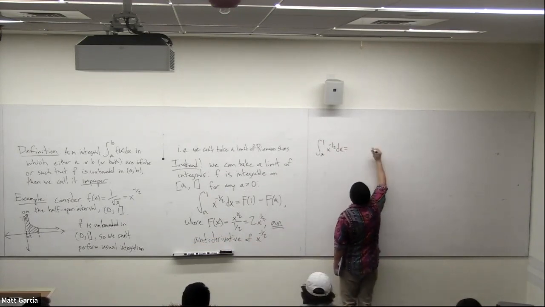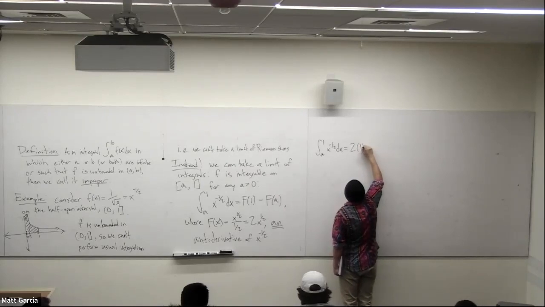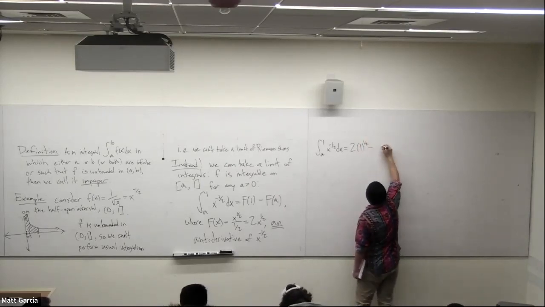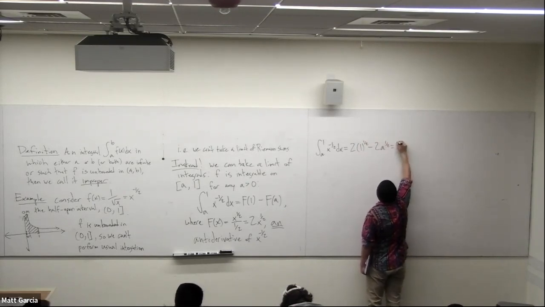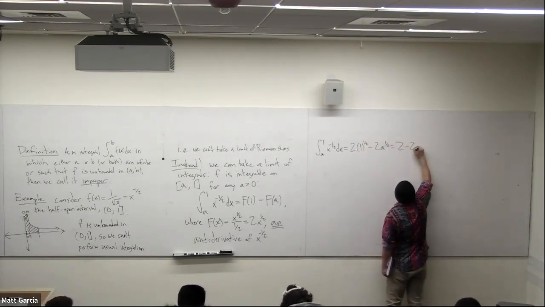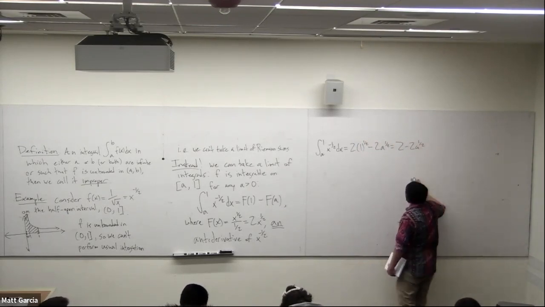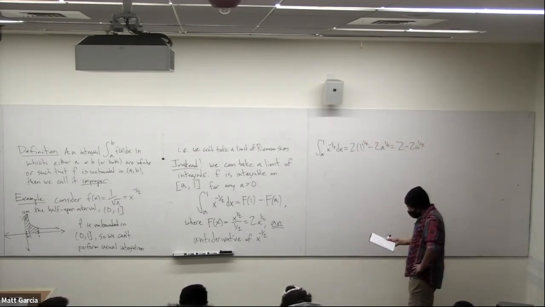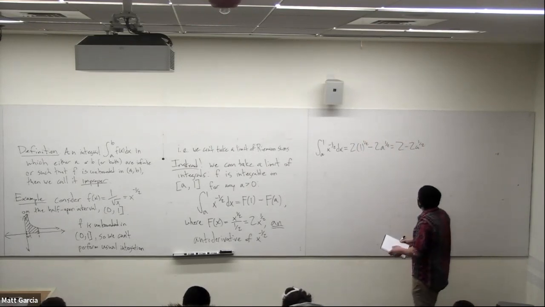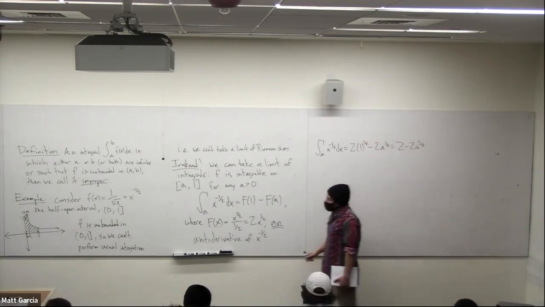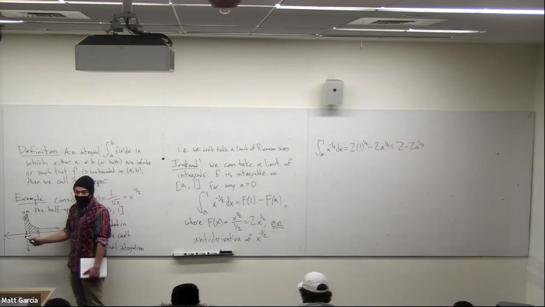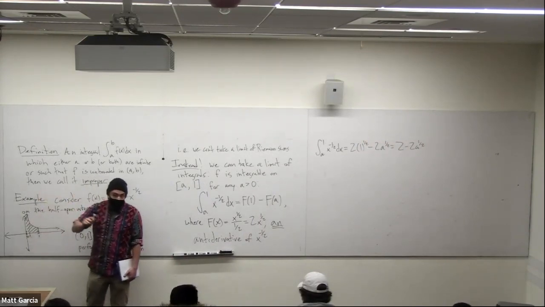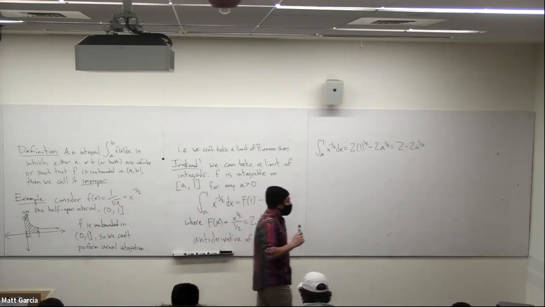what do we get here? 2 times 1 to the 1/2 minus 2 times a to the 1/2, or just 2 minus 2 times a to the 1/2. Okay. So now we have an expression for an arbitrary a, which is greater than 0 and less than 1, right? For the integral of this function, x to the negative 1/2.